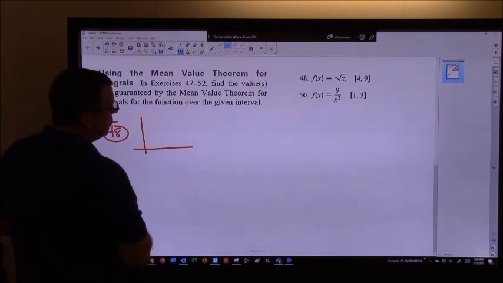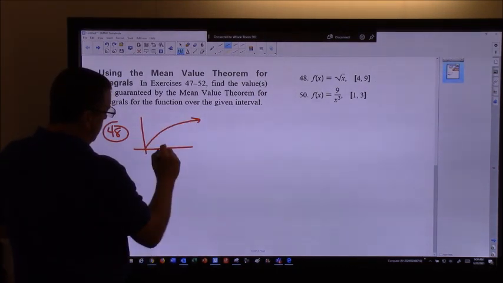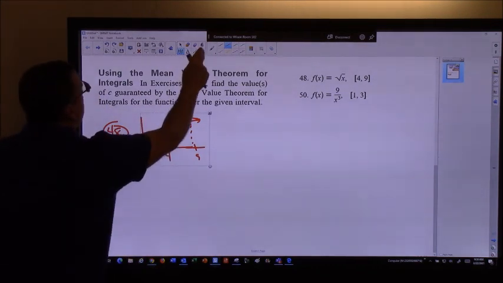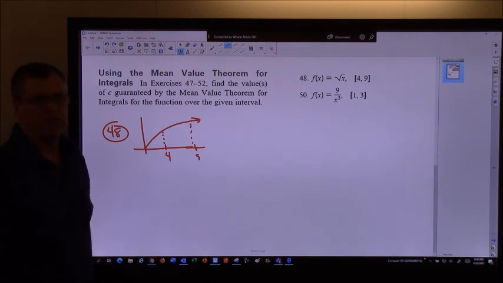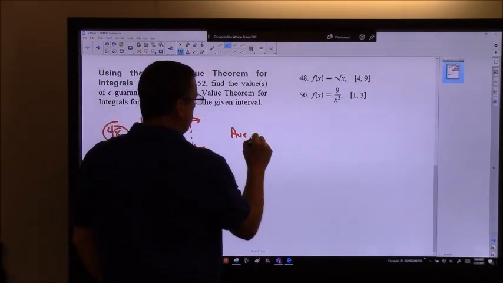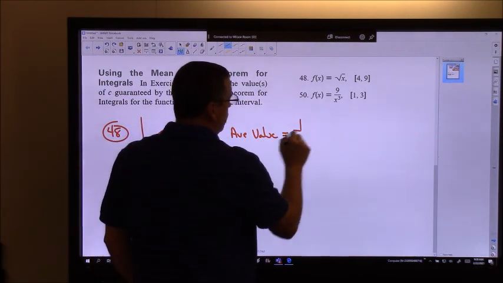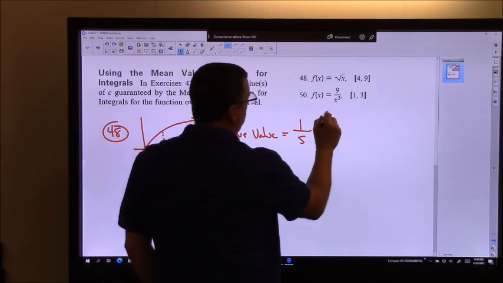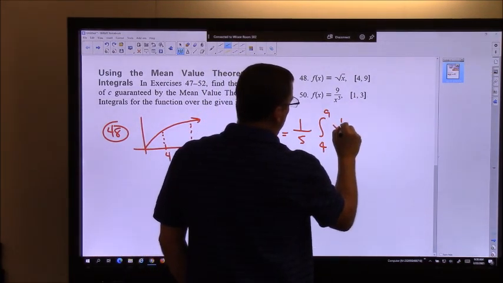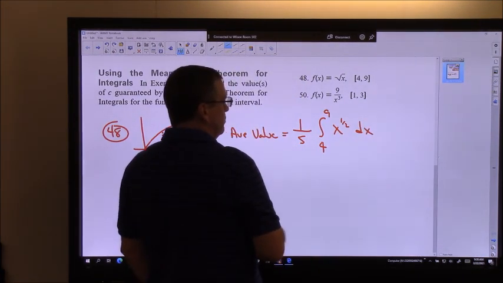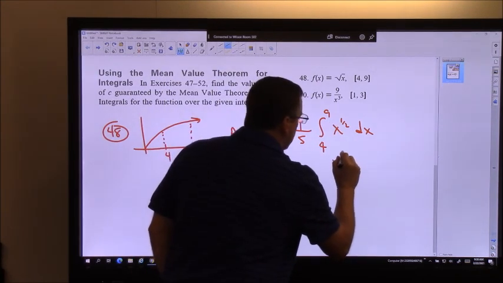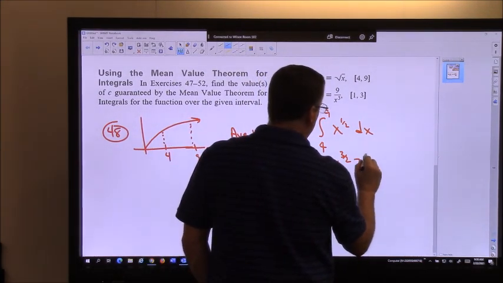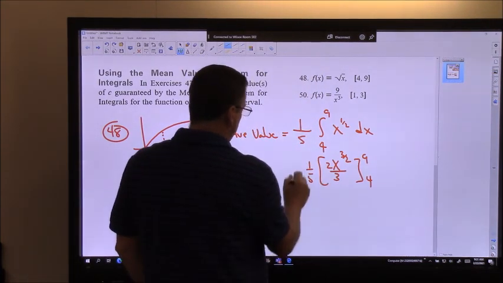So I know when I graph a square root function, it looks like this. And we're going from 4 out to 9. Okay, we're looking at this area right here. All right, so I got to know what the average value is first. So I'm going to say that the average value equals 1 over b minus a, so 9 minus 4, that's 5, times the integral from 4 to 9 of x to the 1/2 dx. So let's see, if I add 1 to the exponent, I get x to the 3/2, divide by 3/2, means multiply by the reciprocal. We're evaluating that from 4 to 9, and then I got to divide it by 5. That's going to be my average value.